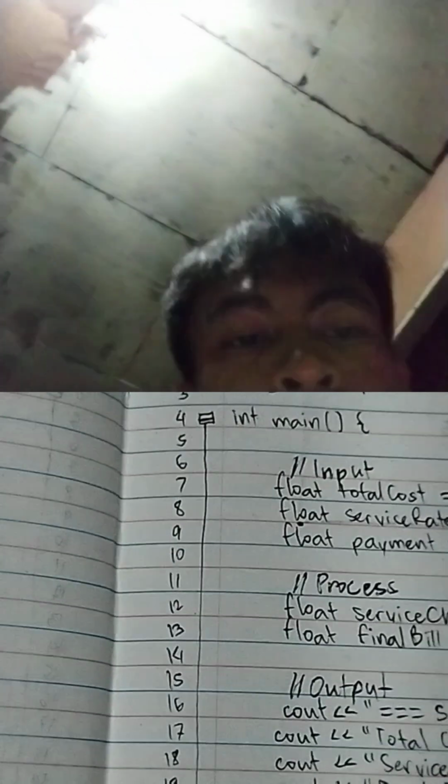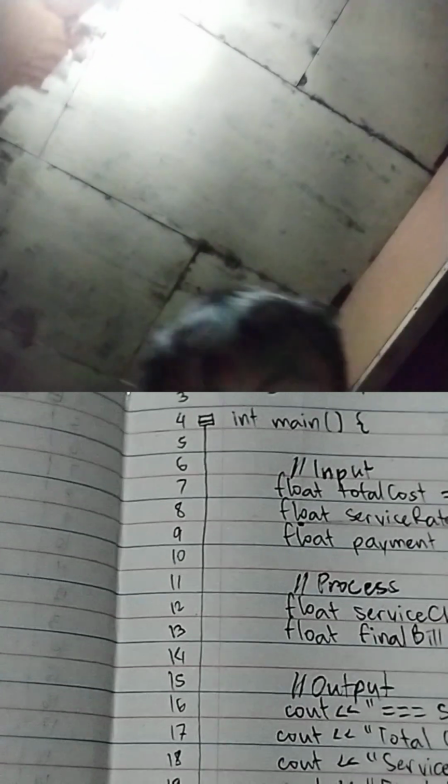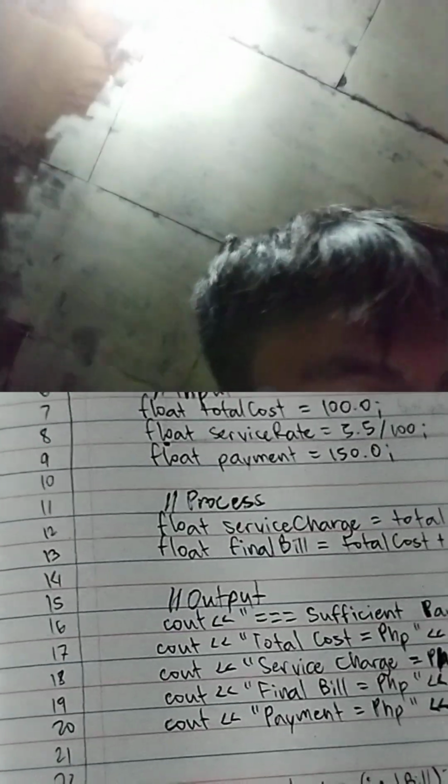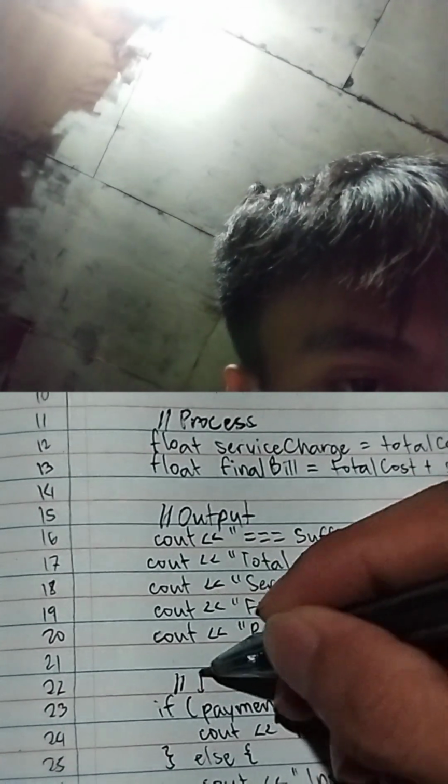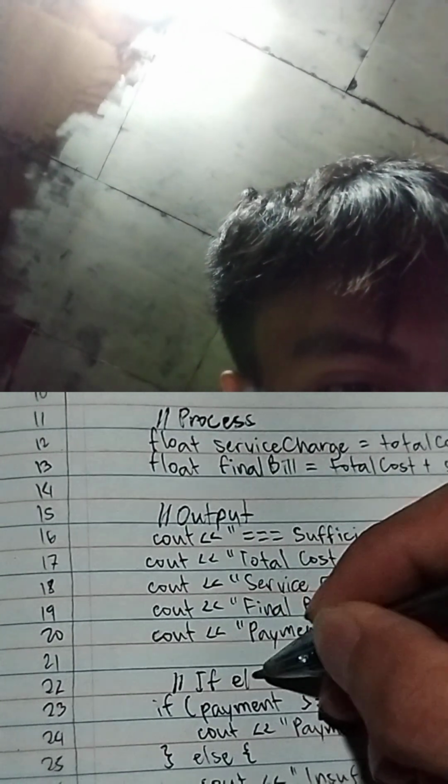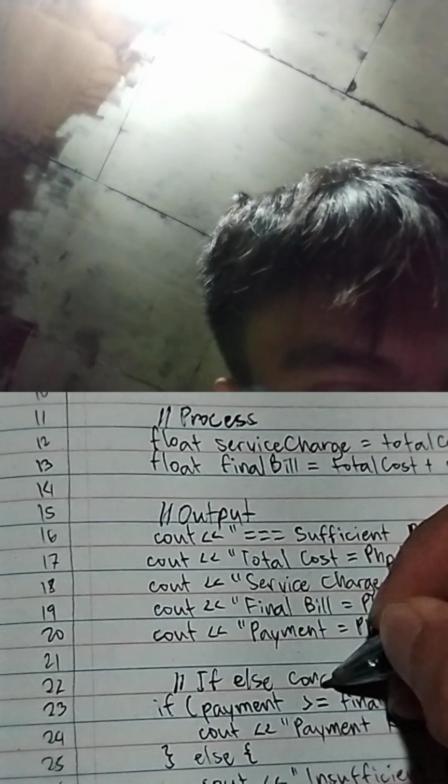We call this a single line comment. Input, process, and output. And also this is the if-else condition.